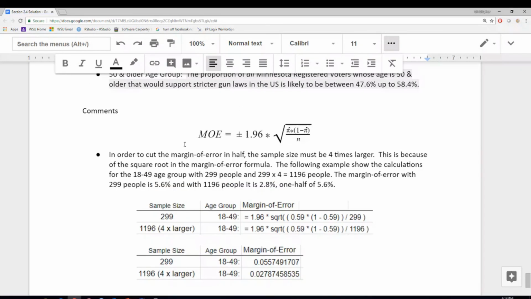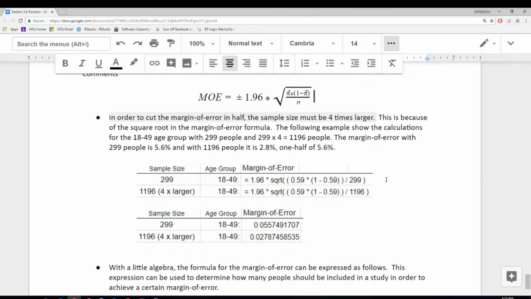Okay, some additional comments here. Let us consider the formula for the margin of error. Again, it's that plus or minus 1.96 times the square root of pi hat times 1 minus pi hat divided by n. In order to cut my margin of error in half, I'm going to have 4 times as many people. So that's a little bit counterintuitive. Some people believe that in order to cut my margin of error in half, I just need to take twice as many people. But that would be incorrect.